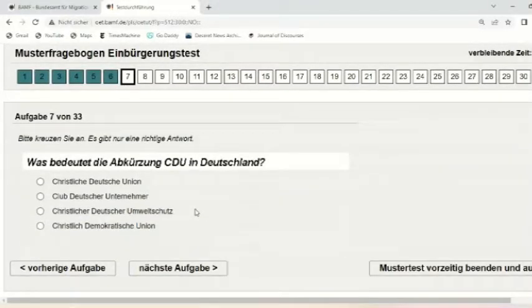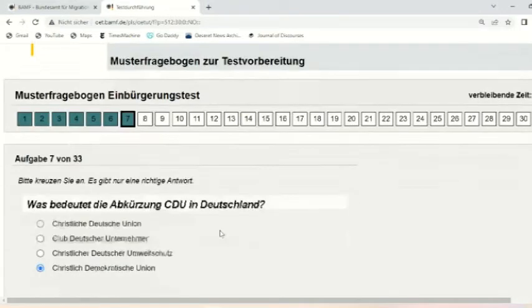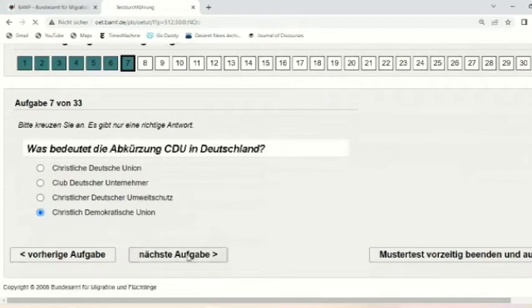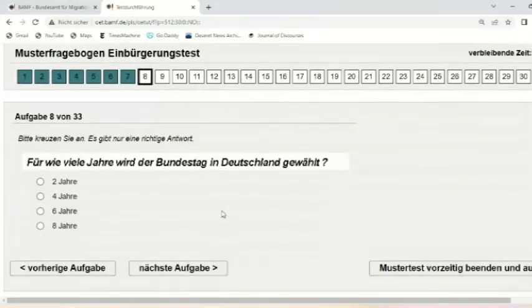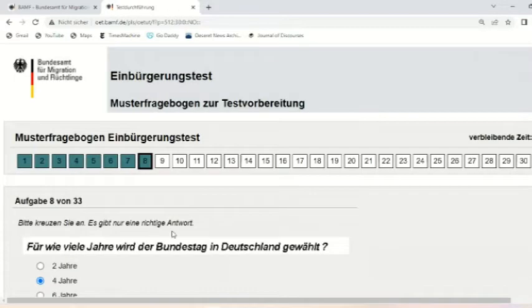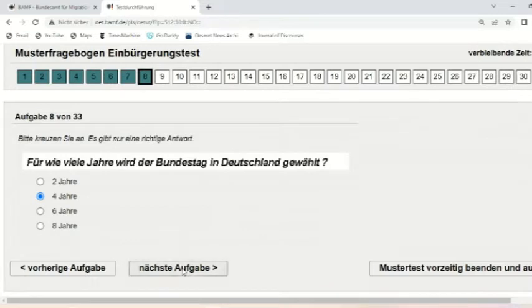Question 7. What does the abbreviation CDU mean in Germany? CDU is a political party in Germany and stands for Christlich-Demokratische Union, or Christian Democratic Union, pretty common knowledge. Question 8. For how many years is the Bundestag elected? 2, 4, 6, or 8? And I was fairly certain it was 4.